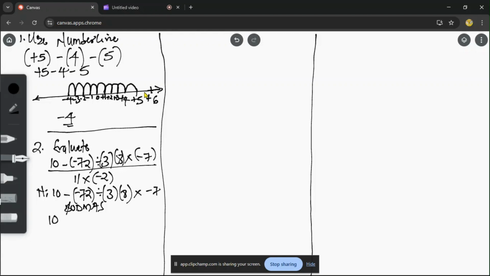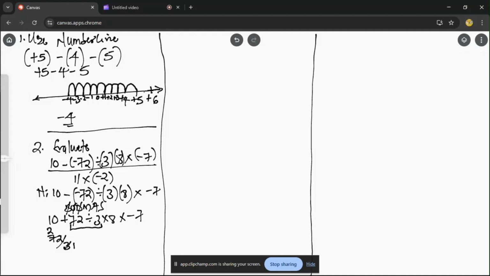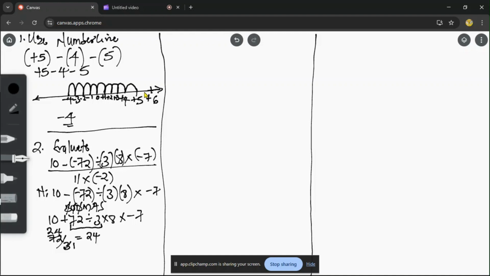10, negative is supposed to give you positive, so plus 72. Then we are dividing by 3, then you're multiplying by 8, then multiplying by minus 7. So I'll first of all begin with, do we have off? We do not have. We go where we have division. Division is that one. I take 72, I divide by 3. By 3, 1; by 3, 2; then you have 4. So the answer here is 24.